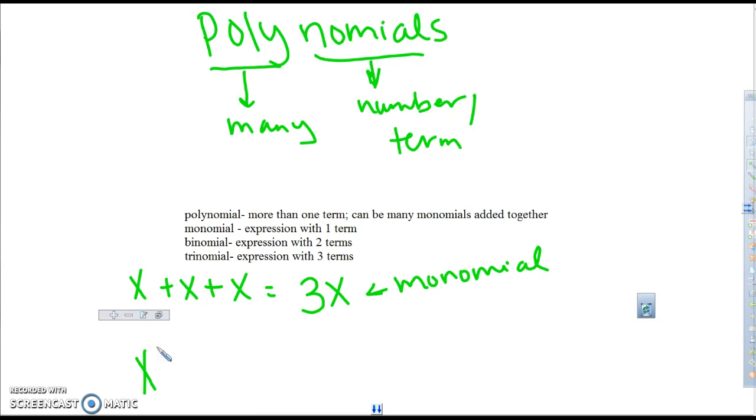They won't always combine like terms this easily. For example, if I had x squared plus x plus 7, those don't combine like terms. X squared is a term by itself, x is a term by itself, you can't combine them. 7 can't be combined magically with x. Okay, so this would be an example of a trinomial.